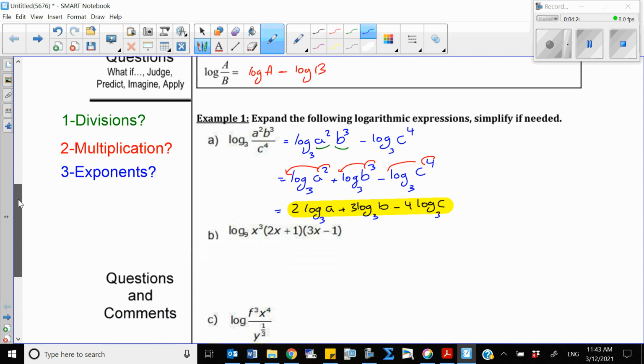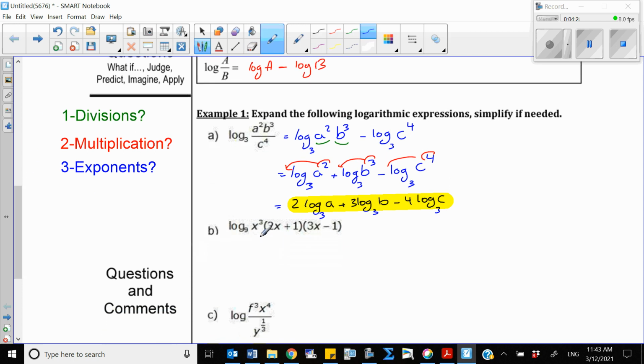Okay, now let's work on the other problem. Log of x to the 3 times 2x plus 1, 3x minus 1. Whenever you're expanding a logarithm, the first thing that you need to look for is a division. Do I have a division? Then change it to subtraction, like this one that we did. Then you look for multiplication. Do I have any multiplication? Yes, like this one. So I change it to plus.